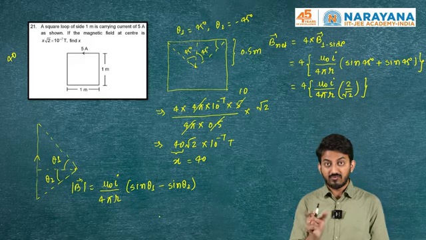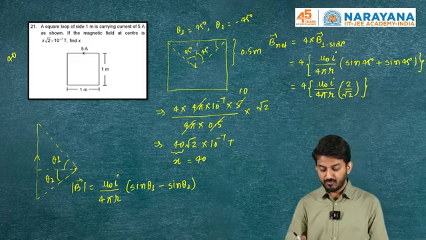So simply we are looking at the magnetic field due to each part of the side, and then we are doing 4 times of that.